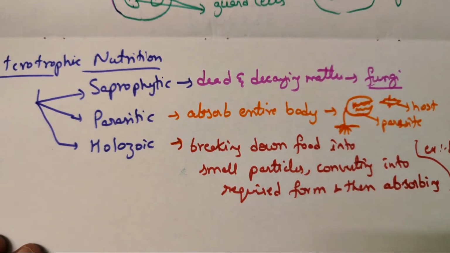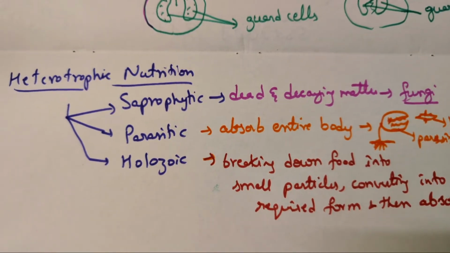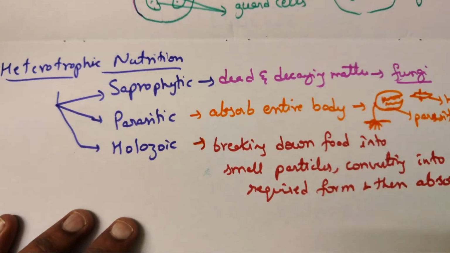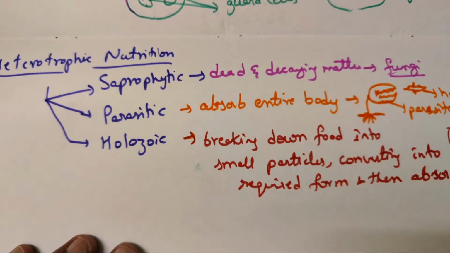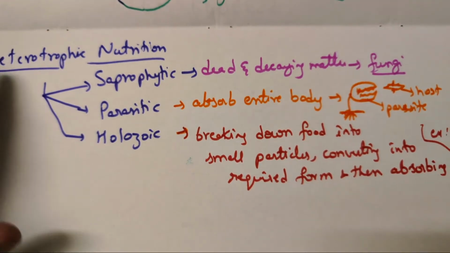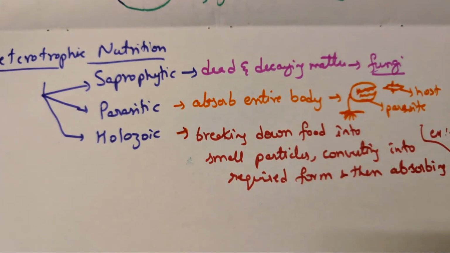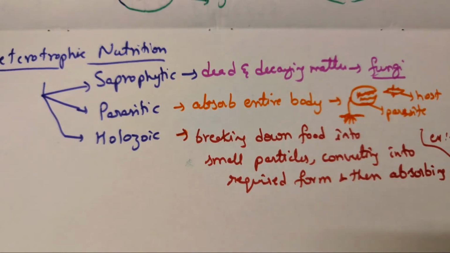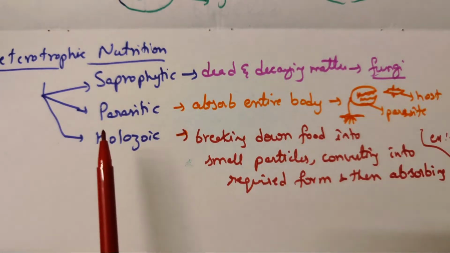So let's recap again. Heterotrophic nutrition is for the ones which depend on others for their food. So we have a total of 3 types, which are saprophytic, parasitic and holozoic. Saprophytic are the ones which depend on dead and decaying matter. The example is fungi. The fungi excrete some enzymes on the dead and decaying matter so that they change the form, and then the form will be absorbed.